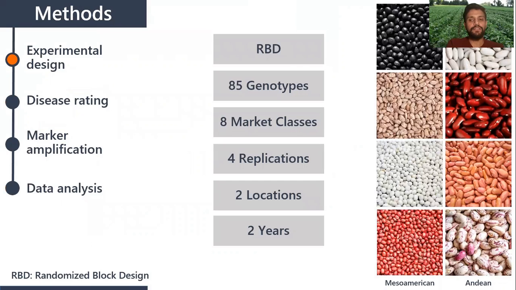For the field trials, we used a randomized block design with 85 genotypes, including 8 market classes shown here on the right, 4 from the Mesoamerican gene pool, which are small-seeded beans, and 4 from the Andean gene pool, which are large-seeded beans like kidney beans. The design included 4 replications, 2 locations, and 2 years.